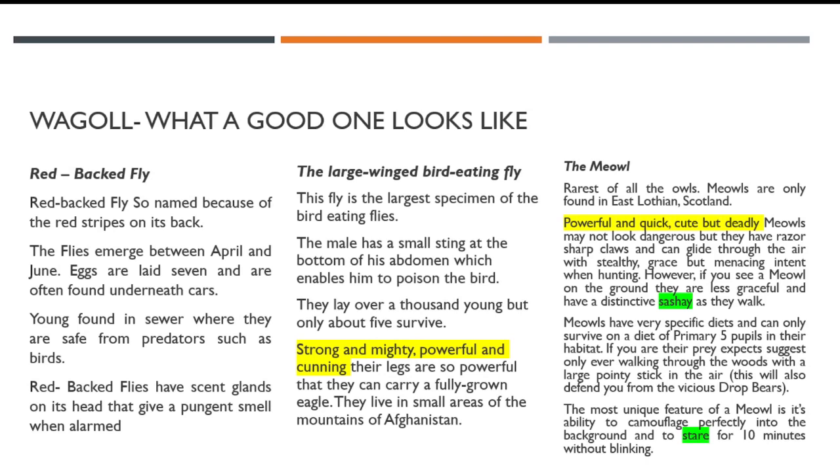However, if you see a meowl on the ground, they are less than graceful and have a distinctive sashay as they walk. Meowls have very specific diets and can only survive on a diet of primary 5 pupils in their habitat. If you are their prey, experts suggest only ever walking through the woods with a large pointy stick in the air. This will also defend you from the vicious drop bears. The most unique feature of the meowl is its ability to camouflage perfectly into the background and to stare for 10 minutes without blinking. So let's go back to our success criteria and have a look at this one.